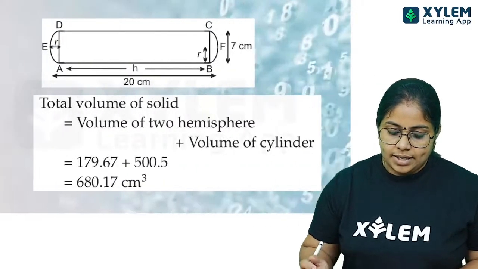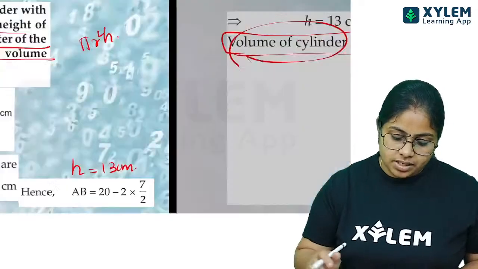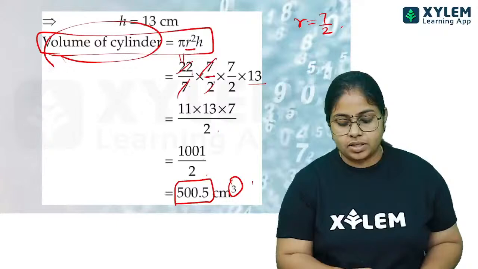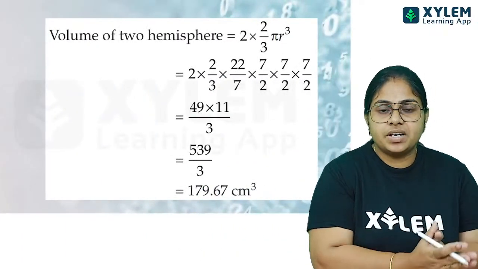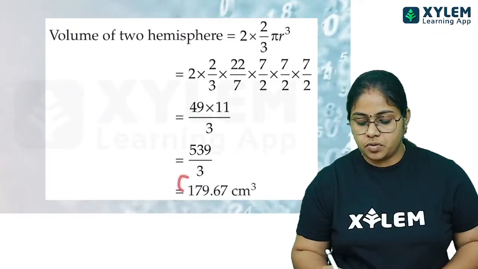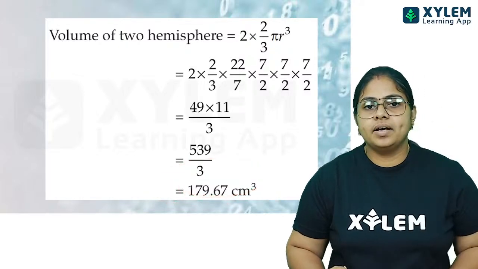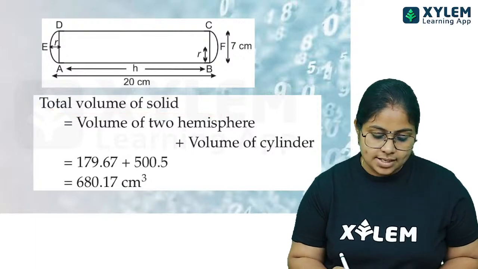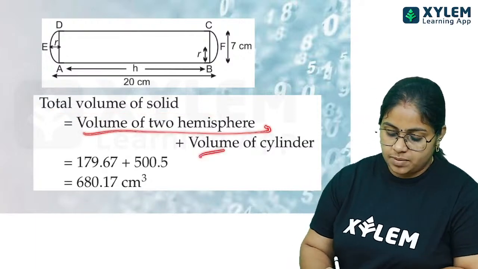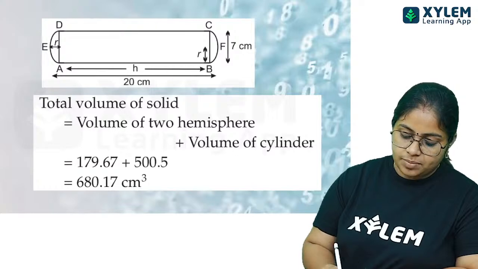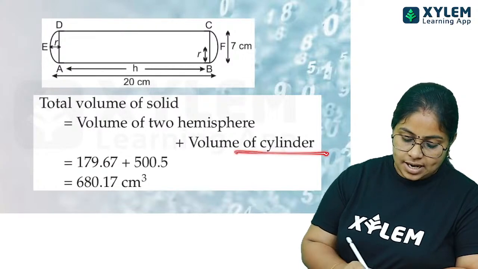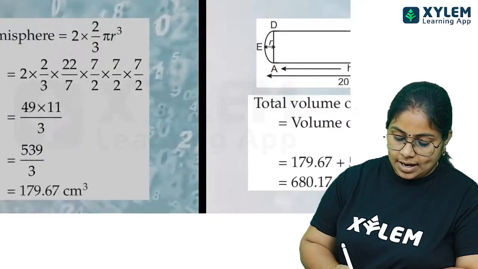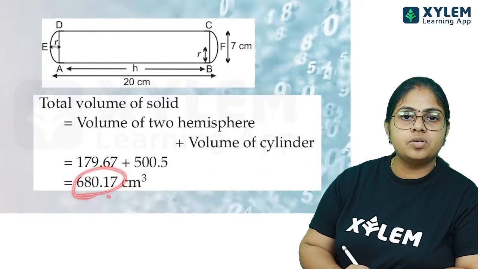Okay, clear. Next, in the question it is asked to find the total volume of the solid. So for finding the total volume, we have the hemisphere volume, the total volume of the two hemispheres, and the cylinder volume. What do we do now? Just add that. The total volume of the solid is equal to the volume of 2 hemispheres plus the volume of the cylinder. We have already found the cylinder volume. Then the hemisphere volume, now we have got 179. When we add, we will get 680.